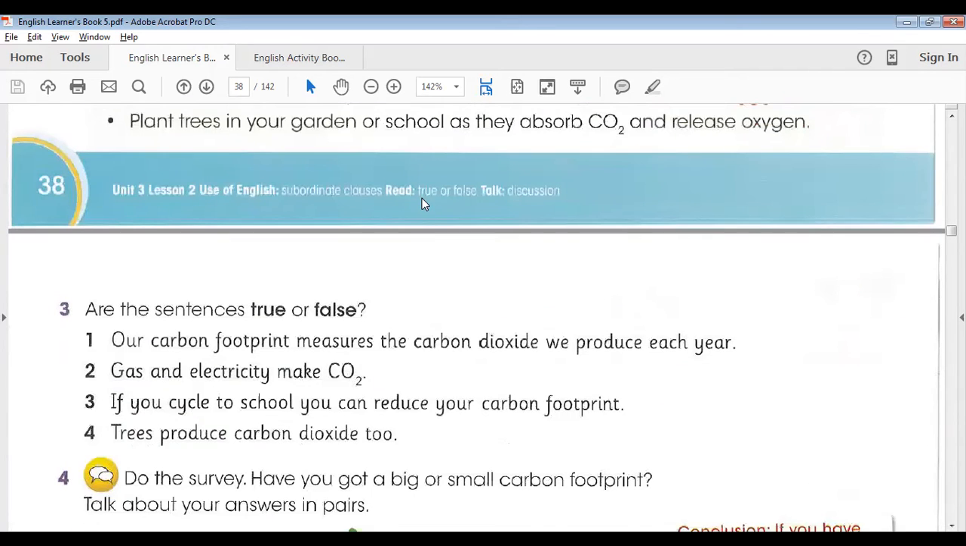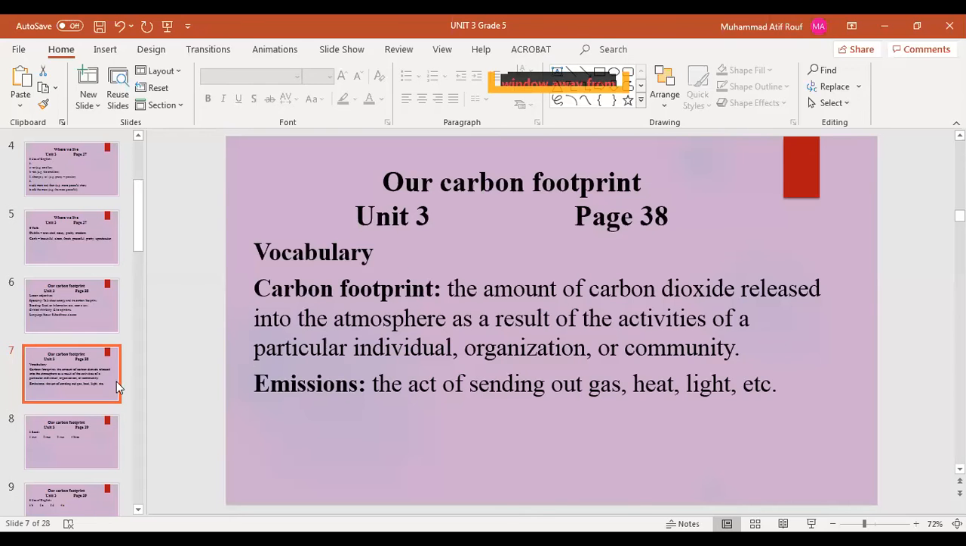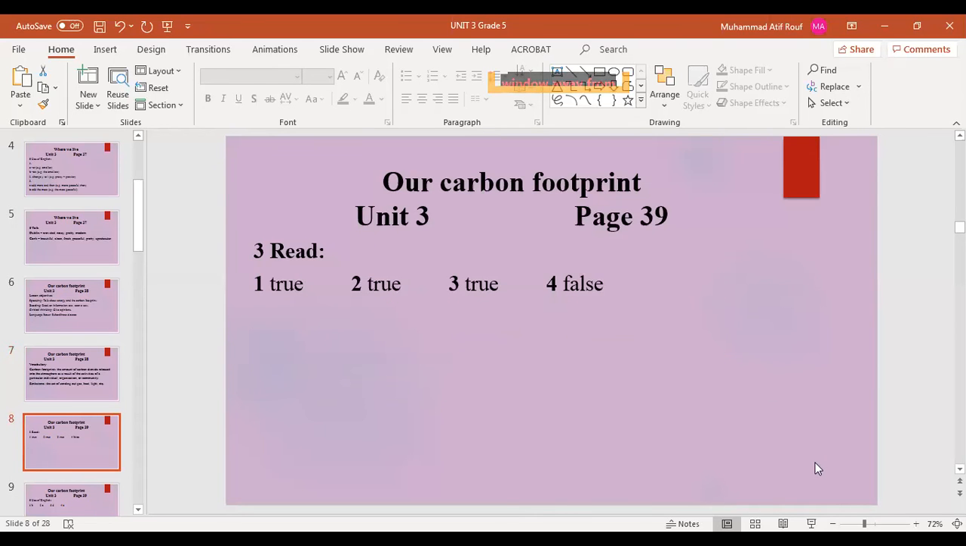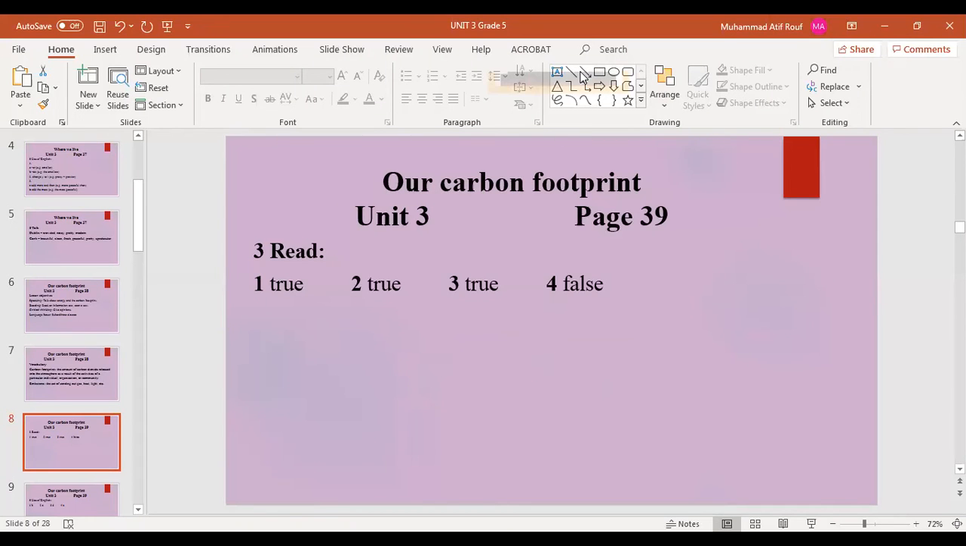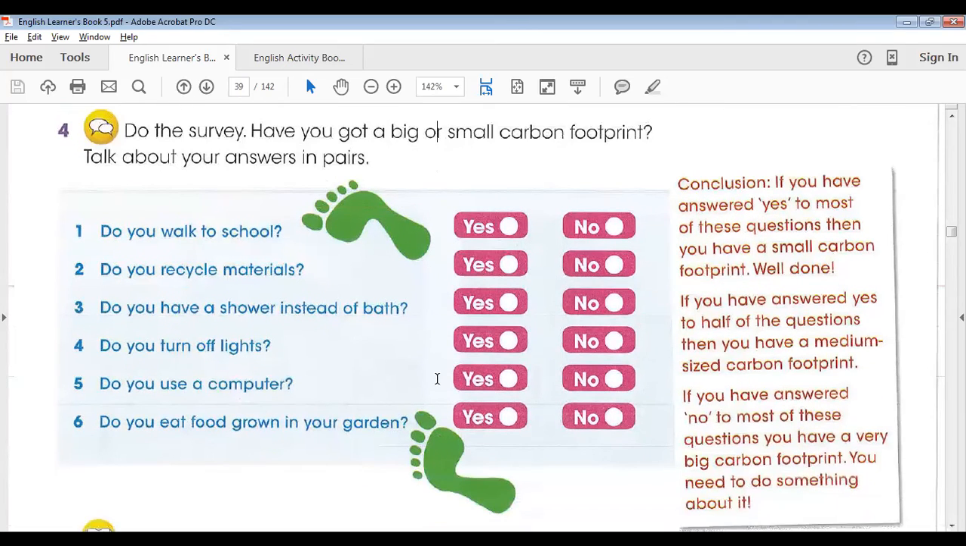After that, we discussed these true and false questions, which I am also going to discuss with you. These are the answers of the true and false questions on your screen right now, so you can also note them down. Then we discussed the fourth question, which is a general question with open-ended answers, to create awareness amongst the students to control their carbon footprint.